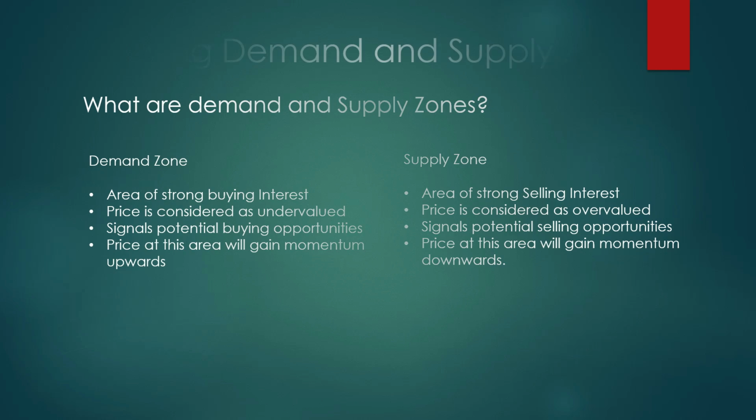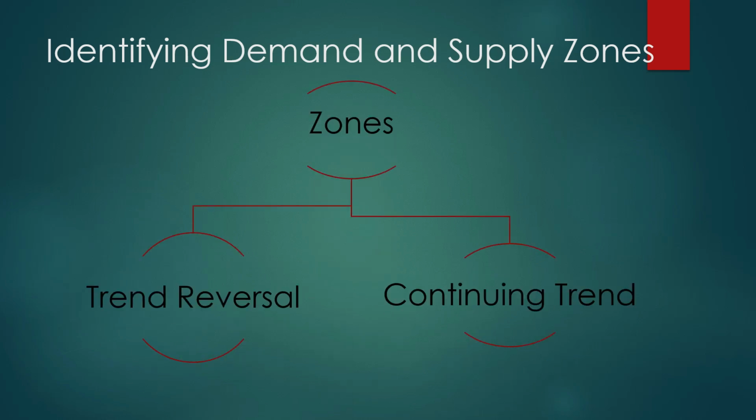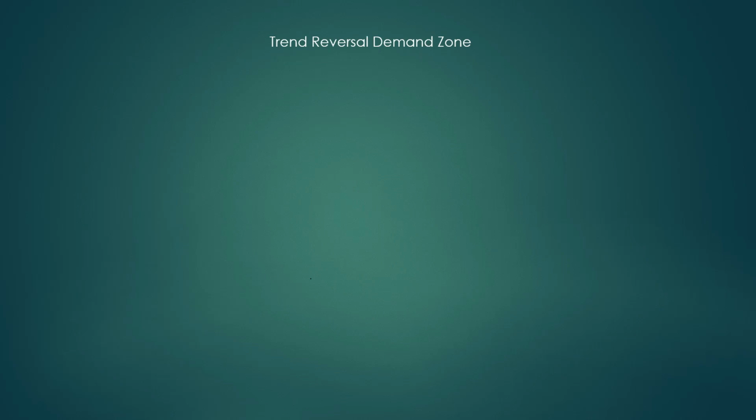So basically, the demand zone is the area of support and the supply zone is the area of resistance. So, when can the zones occur? The zones can occur in either of two scenarios. It can happen during a trend reversal or it can happen during a continuing trend. So, we will see examples of all the scenarios now. We will see the trend reversal scenarios first.